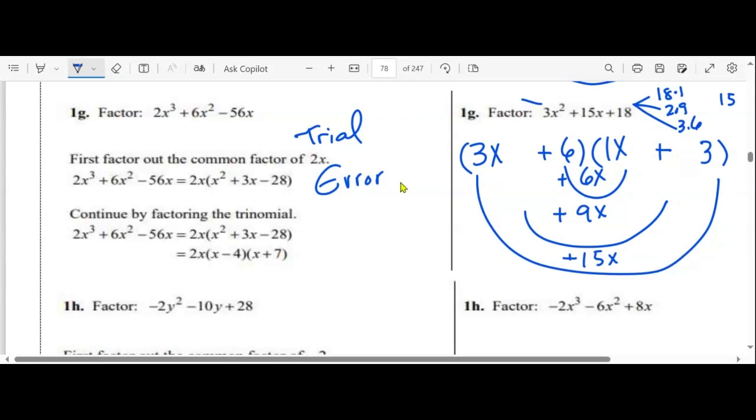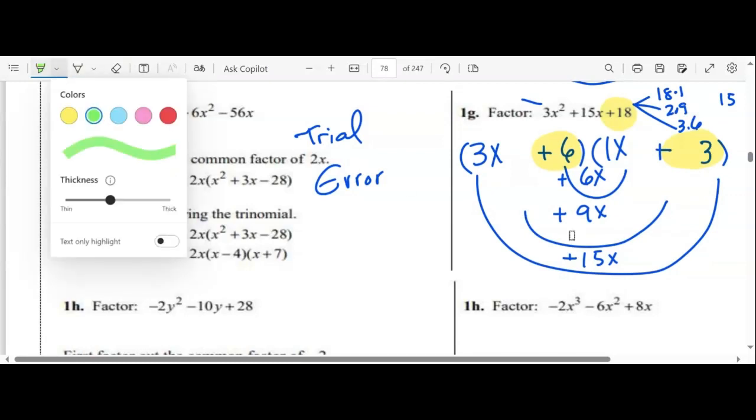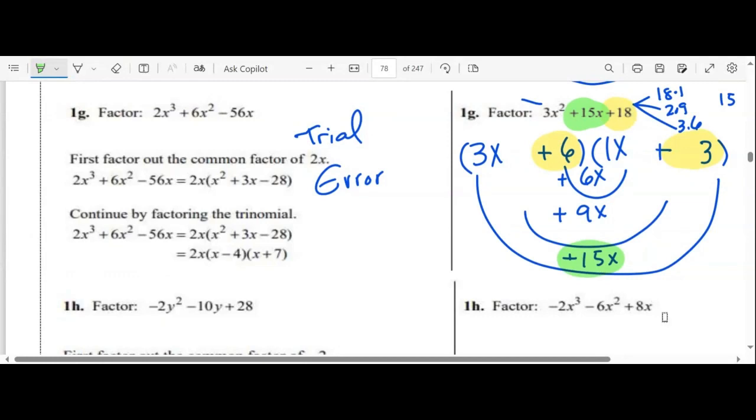Clear or not clear? Make sure that 6 times 3 gives you what? 18. And don't forget that the middle one has to be what? Positive what? 15. Clear or not clear? Yeah. Let's move to the next one.